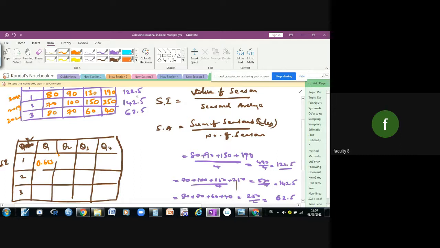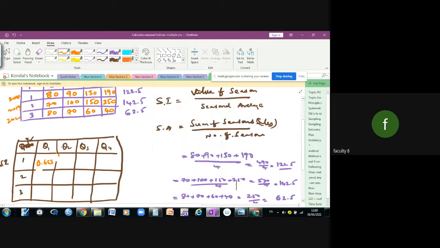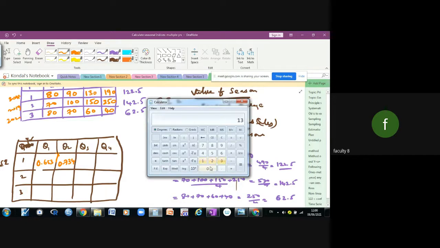Then 90 divided by 122.5. How much did we get? 90 divided by 122.5 is 0.734. Then 130 divided by 122.5. So we got 1.061.